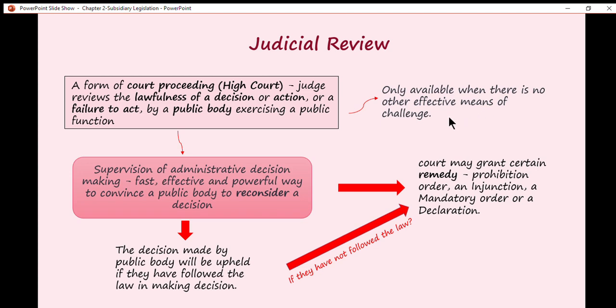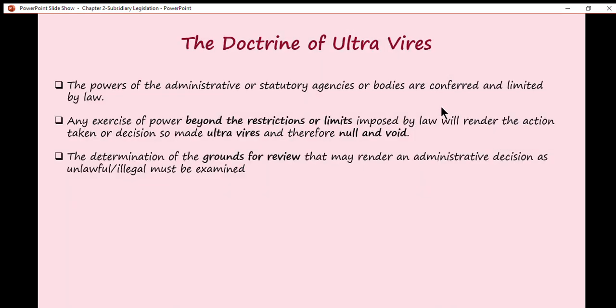So if there are no mechanisms, no other options, then we will go for the judicial review. The High Court will review the decisions or the law made by the public authority. And when we talk about judicial review or judicial control, it will link us with the doctrine of ultra vires. Please bear in mind that the doctrine of ultra vires is the fundamental doctrine of administrative law. This is the root of administrative law.